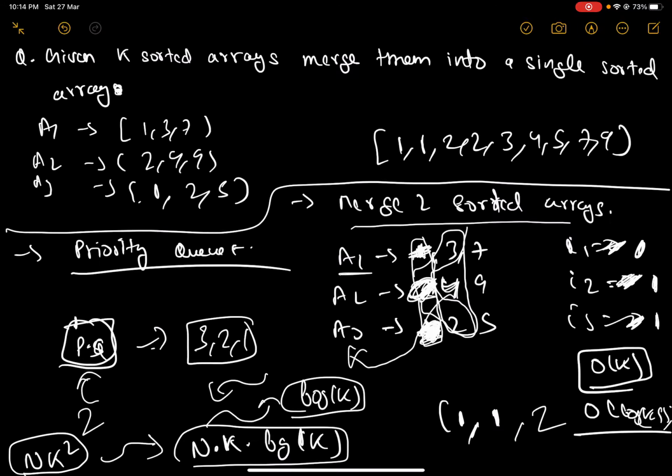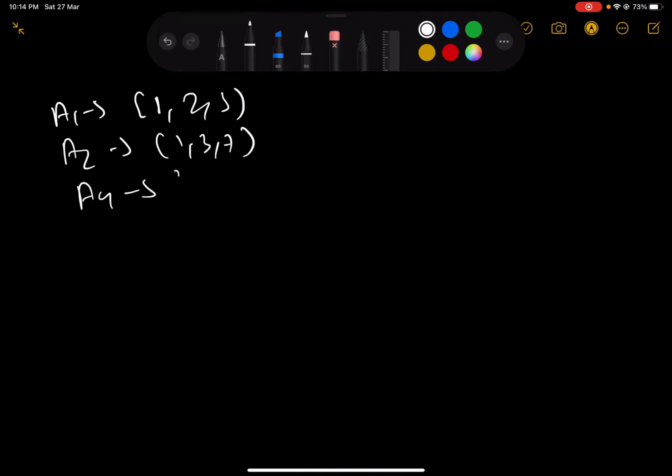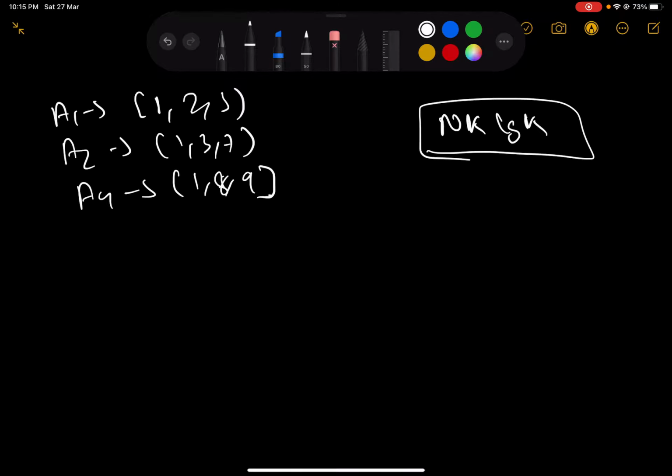Let me just create a new page for this one. Let's say that we have 3 different arrays again, 1, 2, 3. A2 is, let's say, 1, 3, 7, and A4 is, let's say, 1, 8, 9. So basically, I want to achieve the same time complexity, nk log k, but without using a priority queue. So how am I supposed to do that?